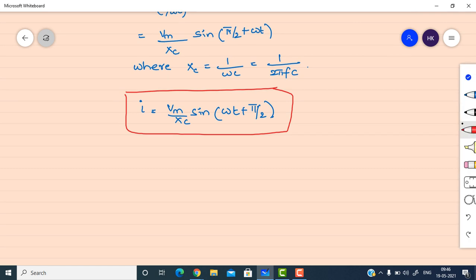So from the above equation, it is clearly observed that there is a plus sign in the equation. Plus sign indicates a leading nature. So current passing through the capacitor leads the applied voltage by an angle of 90 degrees. Plus sign always indicates leading. In the equation, if you have a plus sign, that means it is a leading nature. Current leads. Minus sign indicates lagging.